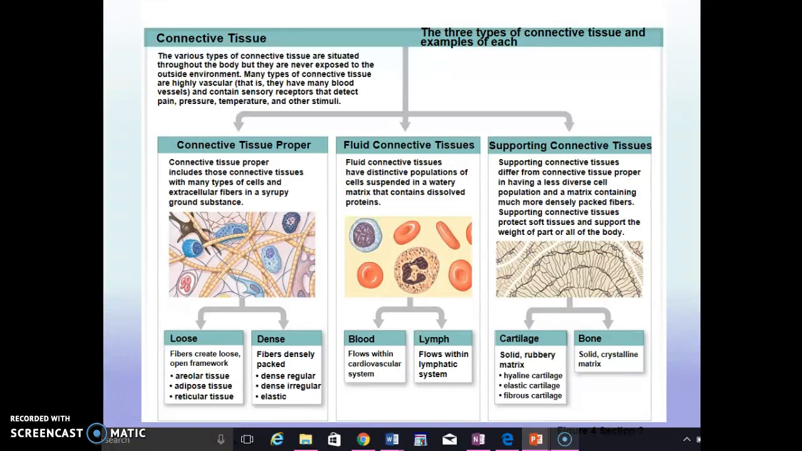Dense connective tissue, you'll see a very different picture with fibers basically filling up the entire cell. In the dense category will be dense regular, dense irregular, and elastic. Fluid connective tissue is easy, it's just blood and lymph. And supportive connective tissue is bone and cartilage, but there are 3 types of cartilage: hyaline, elastic, and fibrous.